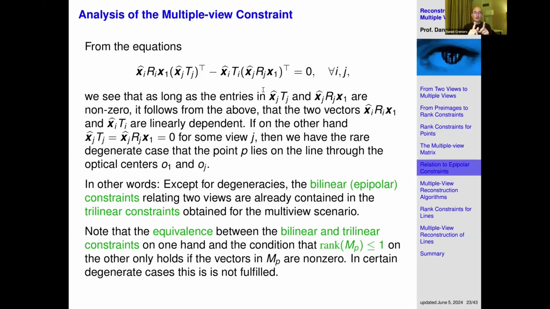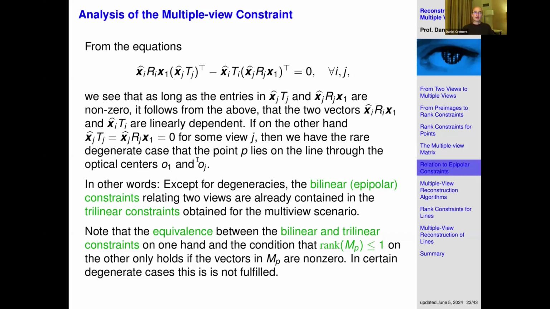And the cross product is 0 if the vectors are parallel, because the cross product is basically a vector normal to these 2 vectors, right? But for this to be 0, it means they all lie on a line, right? And that happens in the degenerate case that the point P that we observe from these 2 cameras lies on the line through the optical center. So you have these 2 camera centers, and if the point you're looking at is exactly on this line, it's a very rare case, but in theory could happen, then we have a degeneracy.